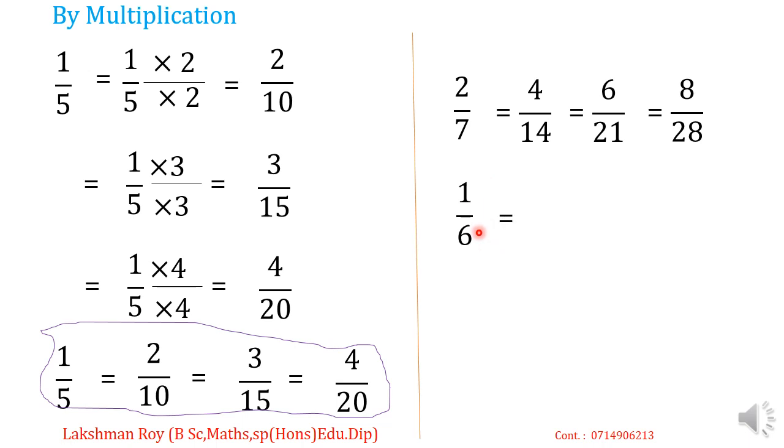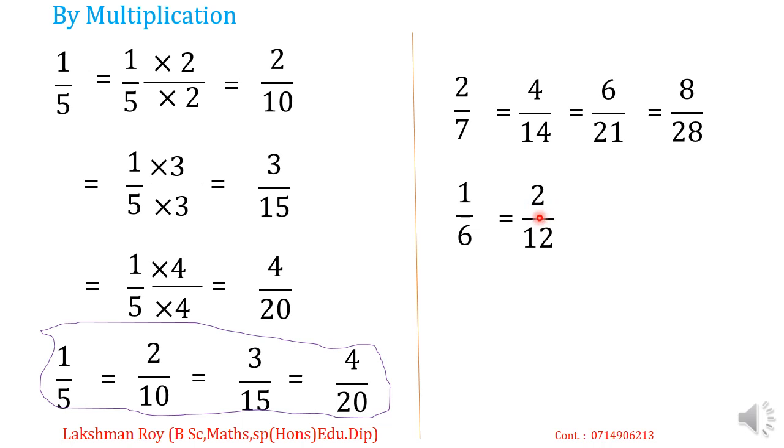Let's see, 1/6. So I select numbers 2, 3 like that. I first select the number 2, right? So both 1 multiplied by 2 and 6 multiplied by 2, then you get 1 multiplied by 2 is 2, 6 multiplied by 2 is 12. So this is one equivalent fraction, right?